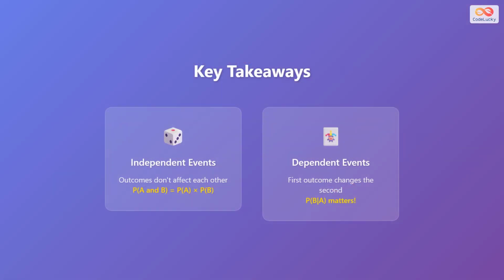So let us summarize the key takeaways. For independent events, outcomes don't affect each other, and the probability of A and B is simply the product of their individual probabilities. But for dependent events, the first outcome changes the second and probability of B given A matters.